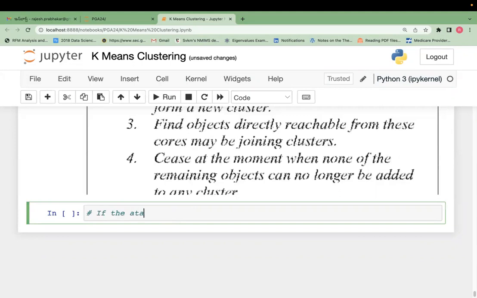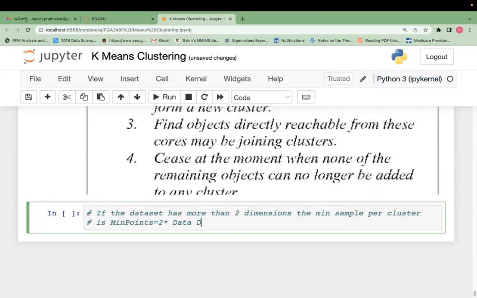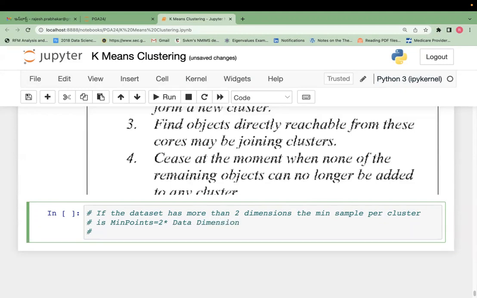If the dataset has more than 2 dimensions, the min samples is 2 into the number of dimensions, the number of variables. Dimensions means variables. That should be the minimum points per cluster.